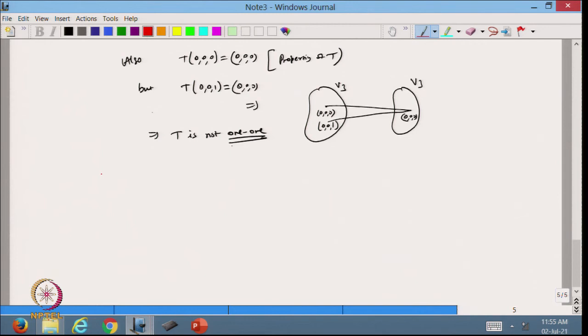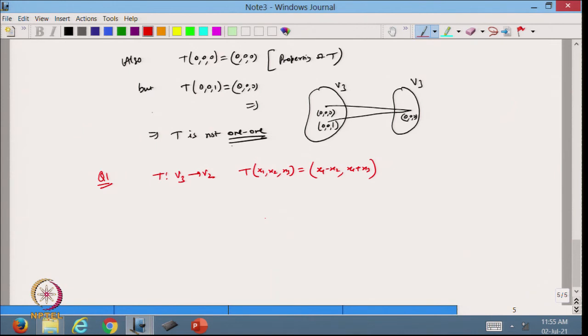So, let us take one more example. In this case, suppose I define a linear transformation T from V3 to V2, and I define my transformation as T of (x1, x2, x3) equal to (x1 minus x2, x1 plus x3). So, this is what we have defined.